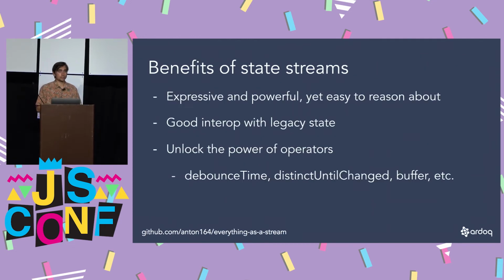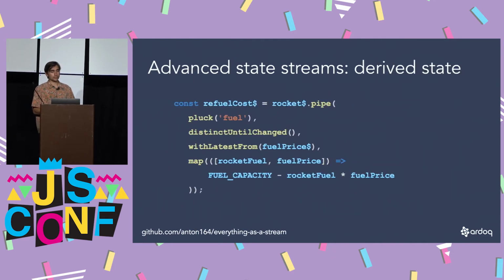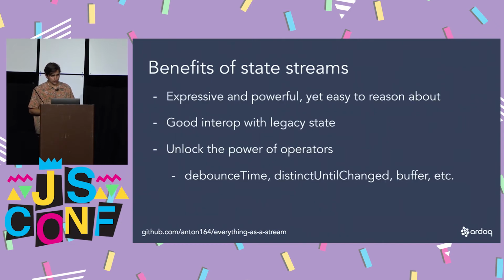The benefits of state streams is that they're quite expressive and powerful, yet easy to reason about. Going back to this slide, we have memoization built in. We combine it with another API as well, and it's just a few lines of code. Once you get used to the paradigm, it's also quite easy to read. Then it has good interop with legacy state using proxy state. And once you have your state as streams, you unlock the power of RxJS operators. You could add debouncing. You have memoization with distinct until changed. You could add a buffer. And there are many other options as well.